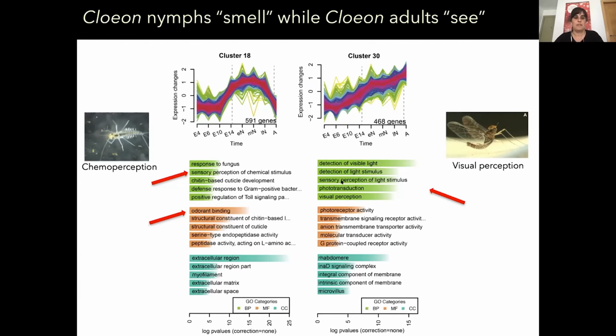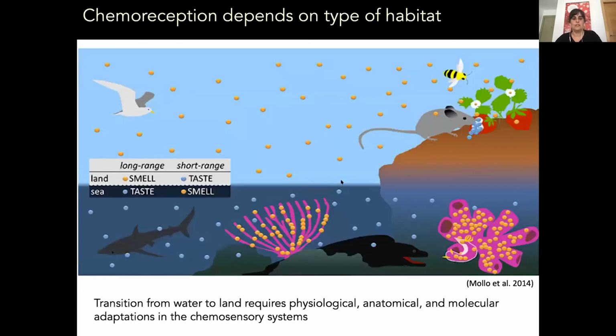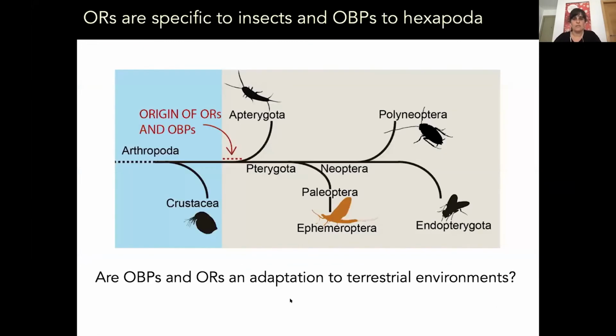For the chemoperception, it's quite important to take into account that depending on whether you are in the water or on the land, the molecules and how you perceive the molecules is quite different. So the transition from water to land requires physiological, anatomical, and molecular adaptations of the chemosensory systems. It's also quite important in our case to notice that, from all the chemosensory gene families in insects, there are two, the odorant receptor and the odorant binding protein gene families, that appear for the first time in insects. These two gene families have been suggested to be a consequence of the terrestrialization of insects.